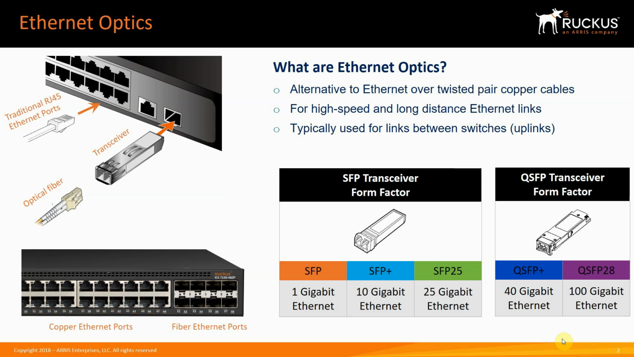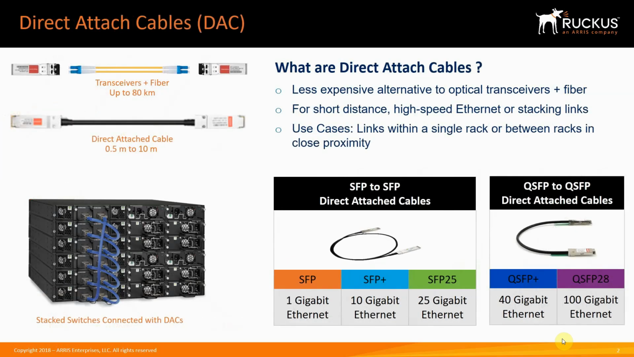A few switches, like the Ruckus ICX switches, support stacking using standard Ethernet fiber ports rather than proprietary copper ports and cables. Direct attached cables are a less expensive alternative to transceivers plus optics for short-distance high-speed links. With direct attached cables, the transceivers and the cable are permanently attached in a single, easy-to-deploy and maintenance-free unit.